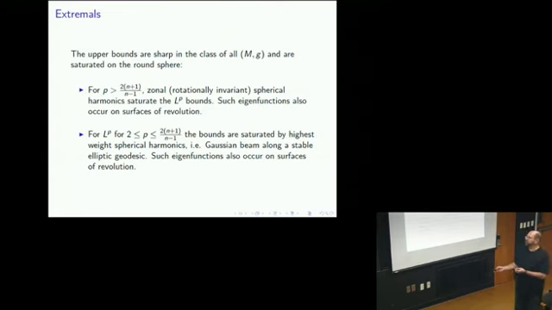For low LP norms, it's really not known what the geometry of the eigenfunctions is. It's known that what are called Gaussian beams, which are kind of like Gaussian functions transverse to a geodesic, along stable elliptic geodesics, saturate the low LP norm inequalities.